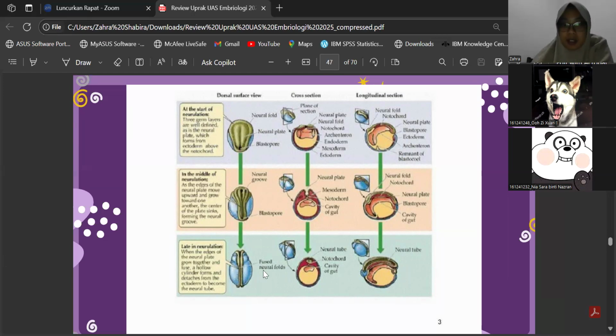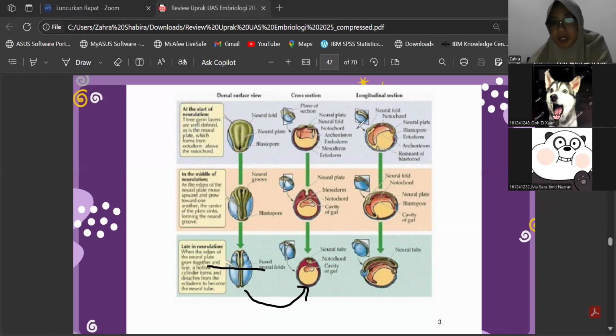A complete form like this, if it is cut horizontally, we call it a cross section, like in this picture. Now you see there is a neural plate, a neural fold later, and then a notochord and archenteron, endoderm, and the three layers, mesoderm and ectoderm. You are able to see all of it.